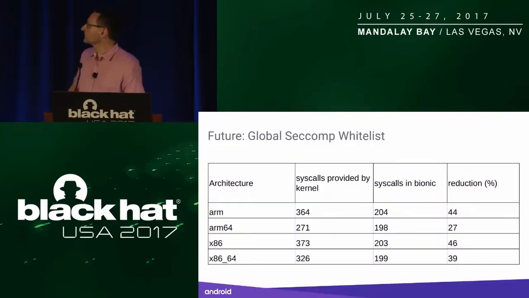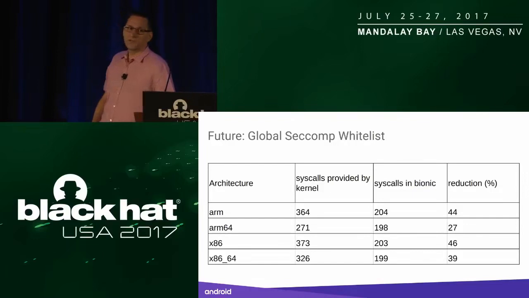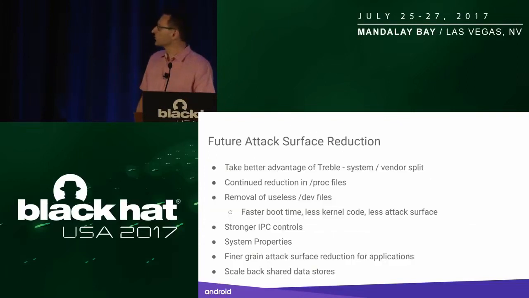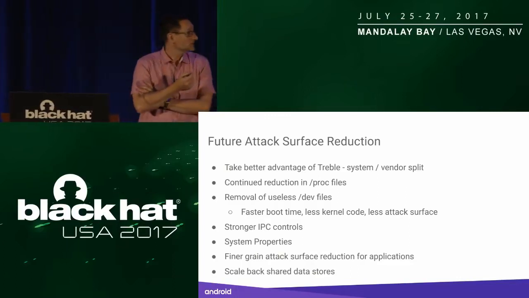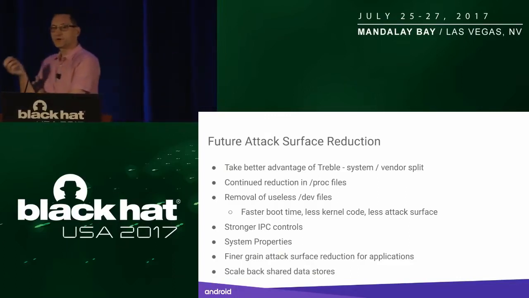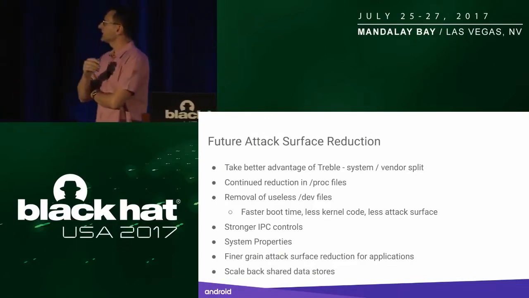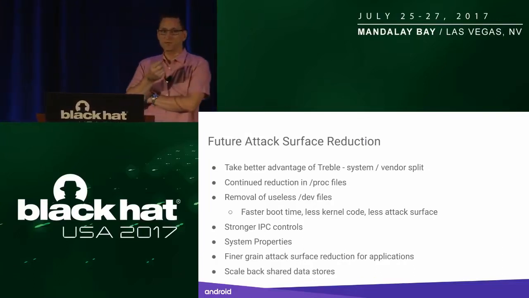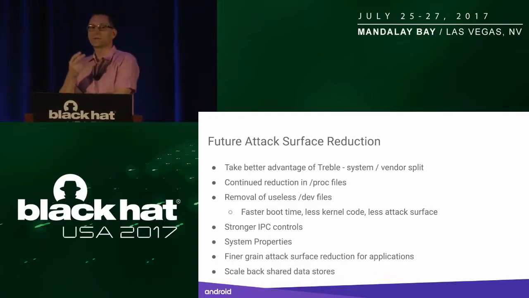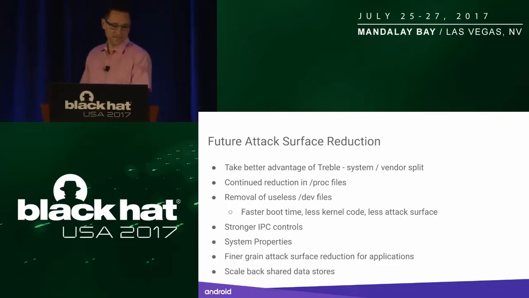So what's the future look like? I think we could do more with seccomp. I think we can do anywhere from 20 to 40% reduction in system call attack surface. I think there's some good work there. We can continue to refine the work that happened in Treble. Do a better separation of vendor code versus non-vendor code. Make sure that that separation is stronger, the attack chains are longer. Really try to scale back some of the shared data stores that we have on Android, things like the SMS database, photos database, where it's really exposed right now. And control system properties, that kind of thing.